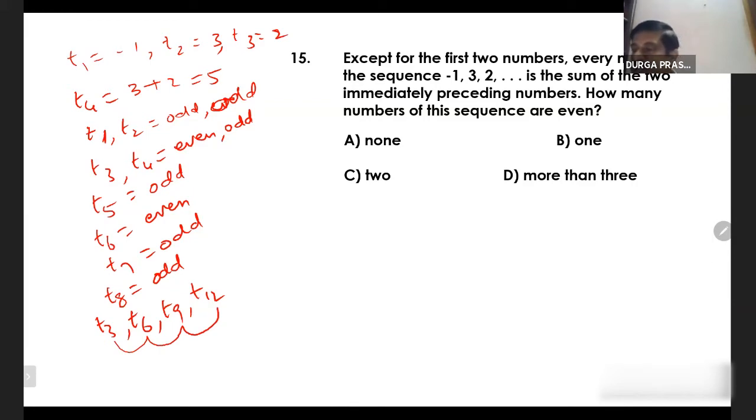See, T1 and T2 are odd, so T3 became even, T4 became odd, then T5 became odd again, because T3 is even, T4 is odd. If you add even and odd numbers, you'll get odd. So T5 is odd and T4 is odd. So T6 becomes even. T7 is even plus odd, which is odd. Then T8 is again odd. T9 is even, sum of two odd numbers is even, and so on. So the answer is D, more than 3 terms.